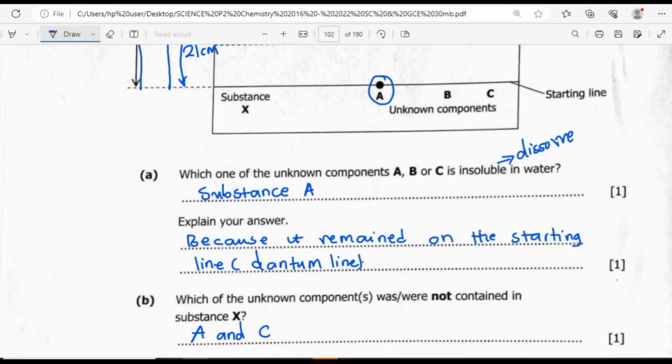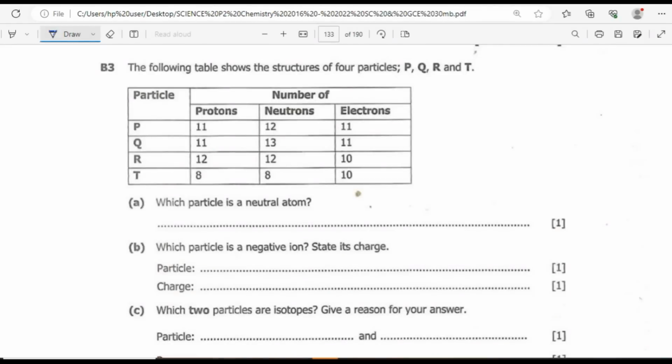So we know we look at separation of colors. Then also in food tests, it is also used to check the counterfeit in terms of money and so on. Okay, so we have another question. The following table shows the structures of 4 particles P, Q, R, and T. So the word particle means same as the atom, because we define atom as the smallest particle. So don't be confused whenever you hear particles in science.